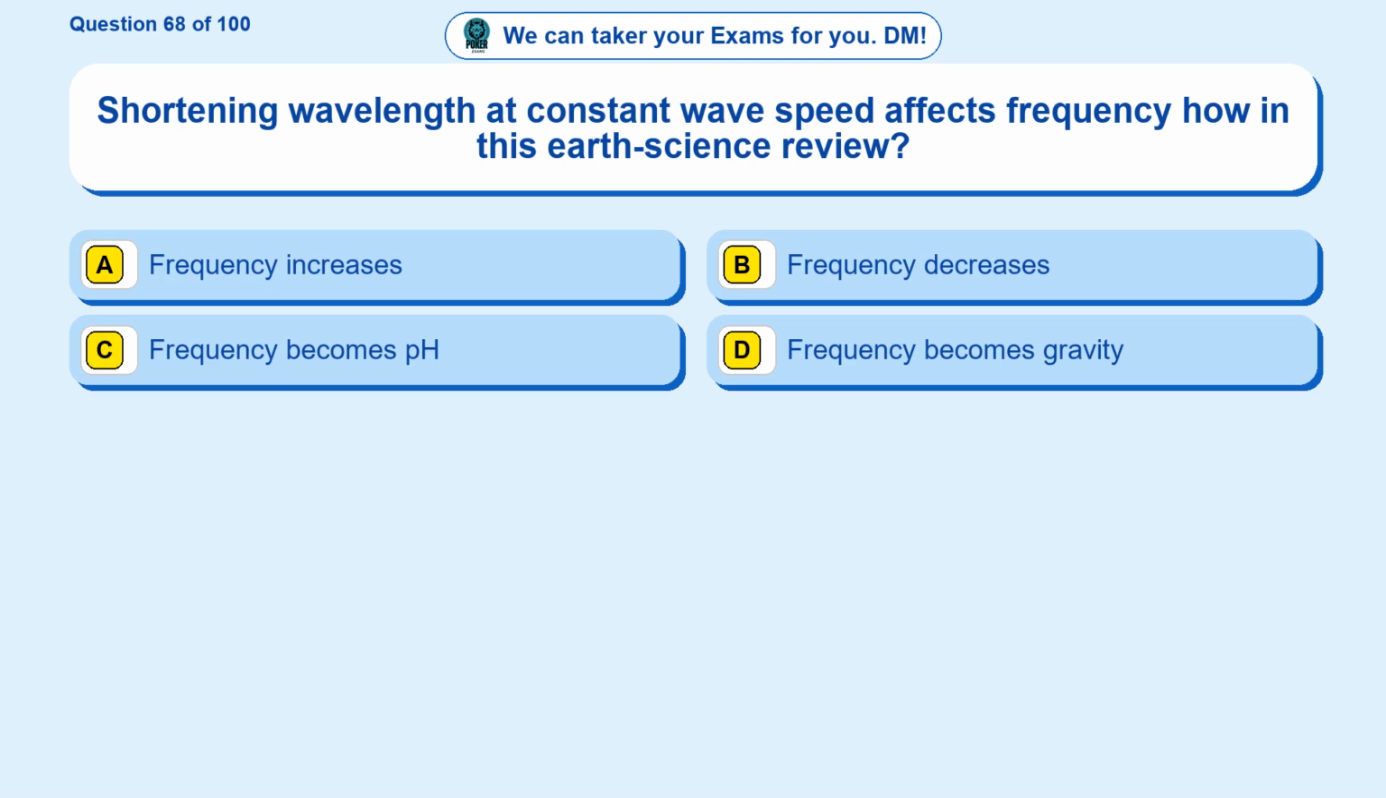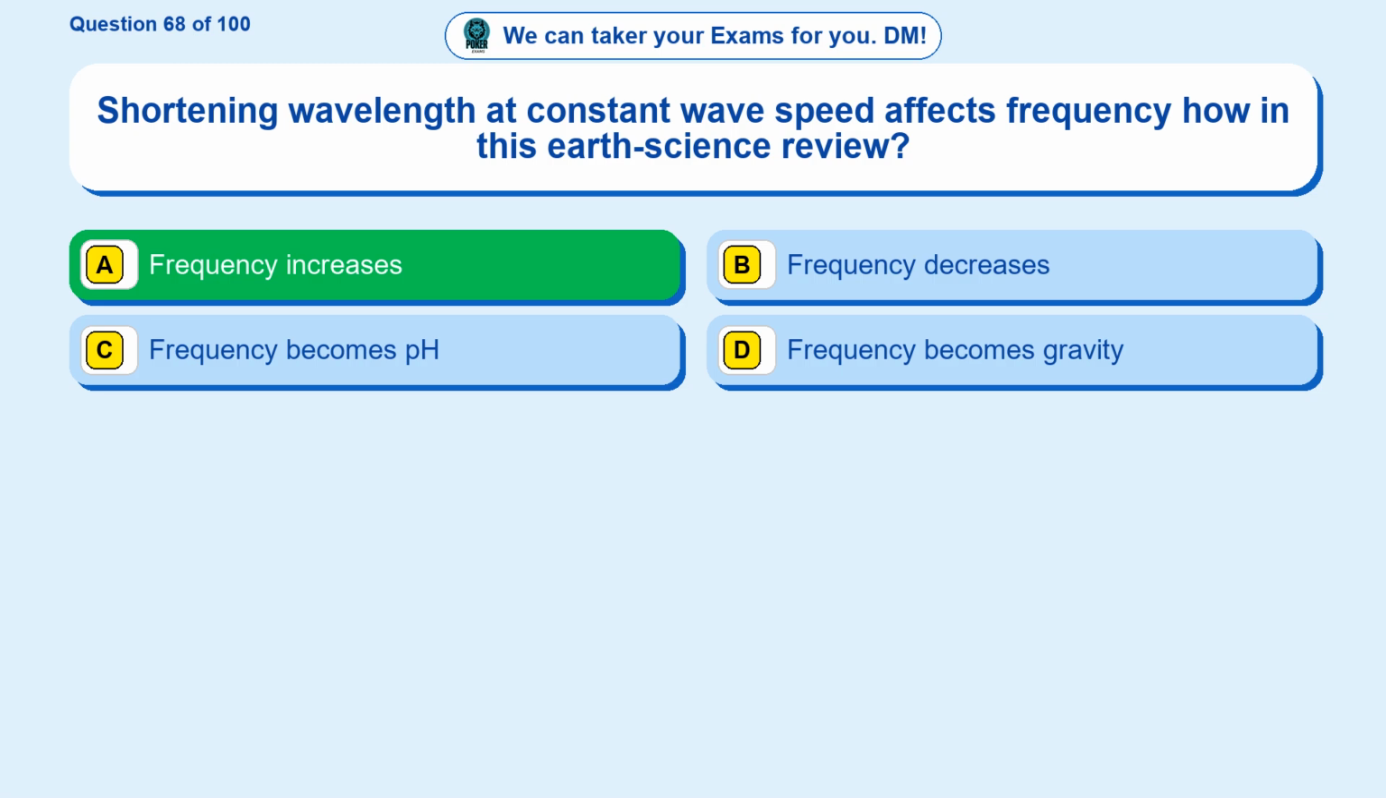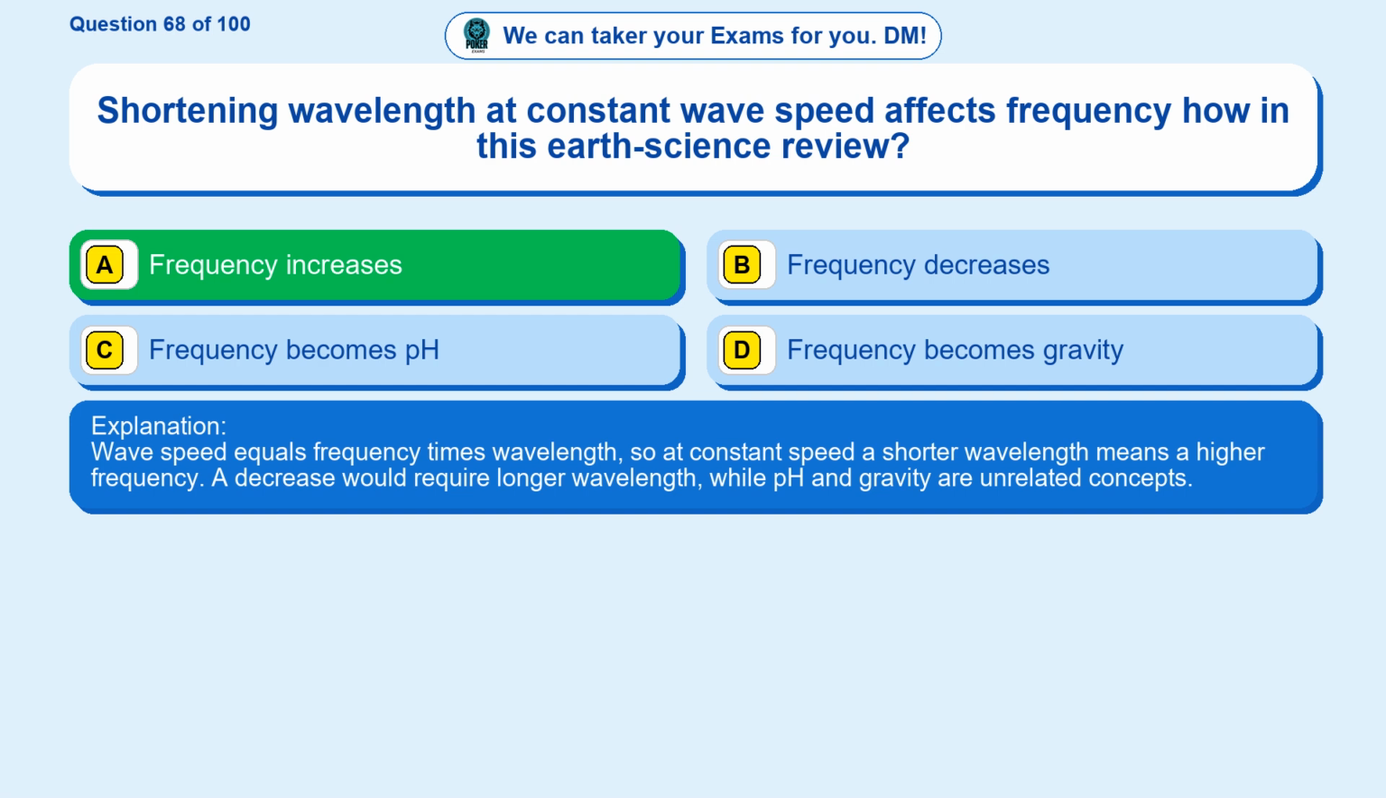Question 68. Shortening wavelength at constant wave speed affects frequency how in this Earth Science Review? Option A, frequency increases. Option B, frequency decreases. Option C, frequency becomes pH. Option D, frequency becomes gravity. The correct answer is option A. Frequency increases. Wave speed equals frequency times wavelength, so at constant speed a shorter wavelength means a higher frequency. A decrease would require longer wavelength, while pH and gravity are unrelated concepts.